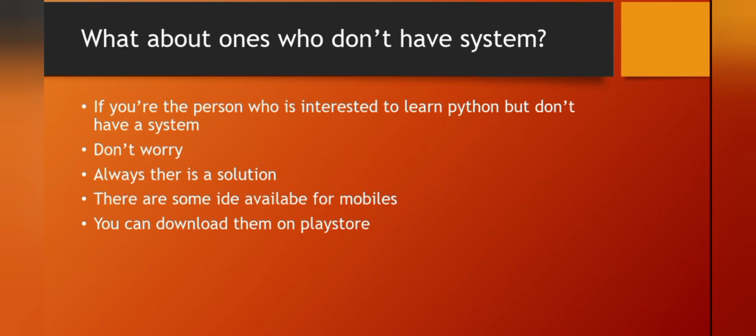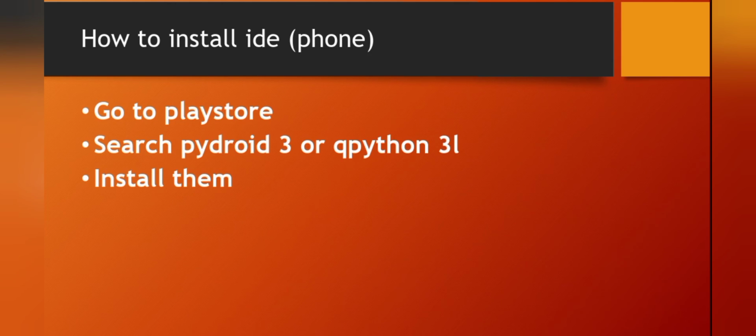So what about the ones who don't have a system? If you're a person who is interested in learning Python but don't have a system, don't worry, there's always a solution. There are some IDEs available for mobiles. You can download them on Play Store. So how to download? First, go to Play Store, search Pydroid 3 or QPython 3L and install them.